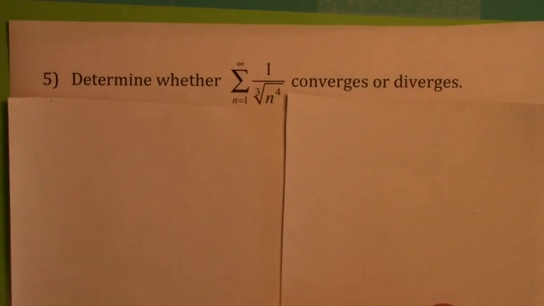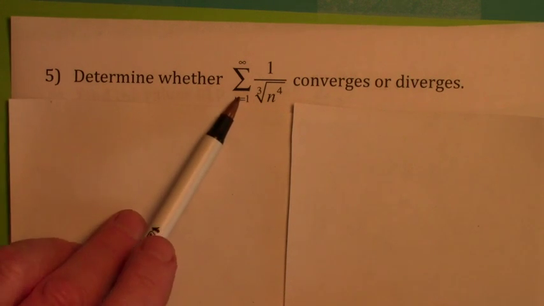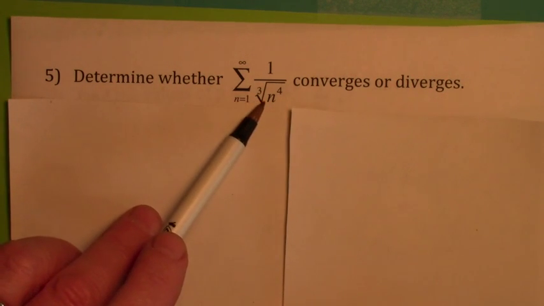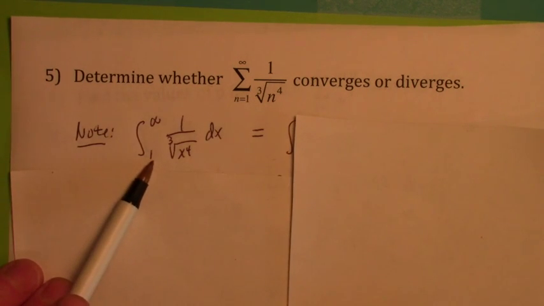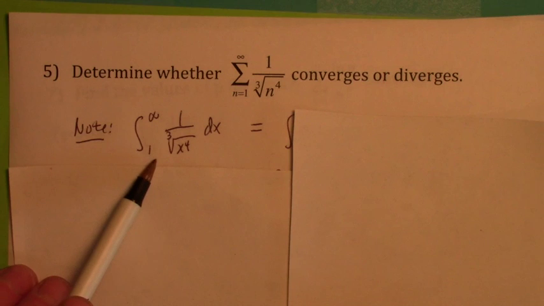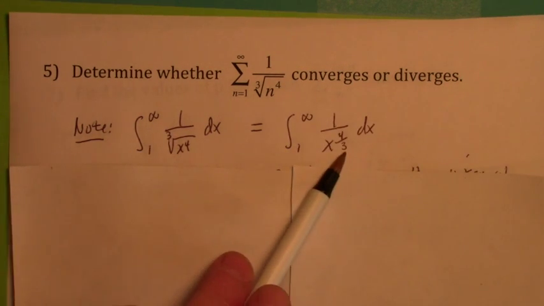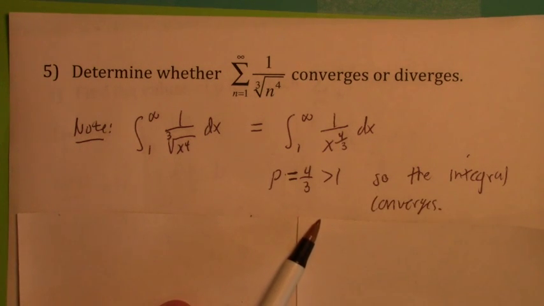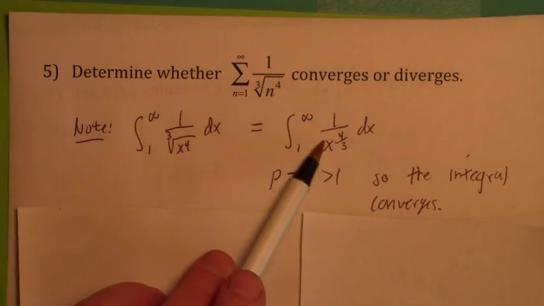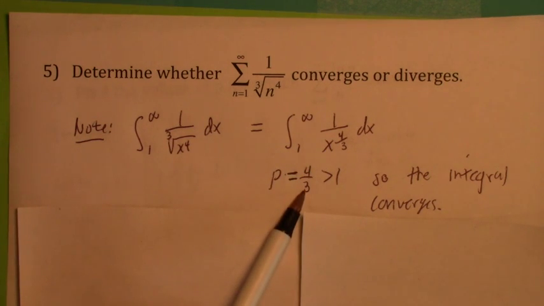All right, let's take a look at another one here. This is the infinite series n equals 1 to infinity of 1 over the cube root of n to the 4th. Well, you might recognize this if you remember what we just talked about. This is actually 1 over x to the p, where p is 4/3. So you could use that fact. You don't have to actually do the integration. You could recognize this as a convergent integral 1 over x to the p, where p is bigger than 1.